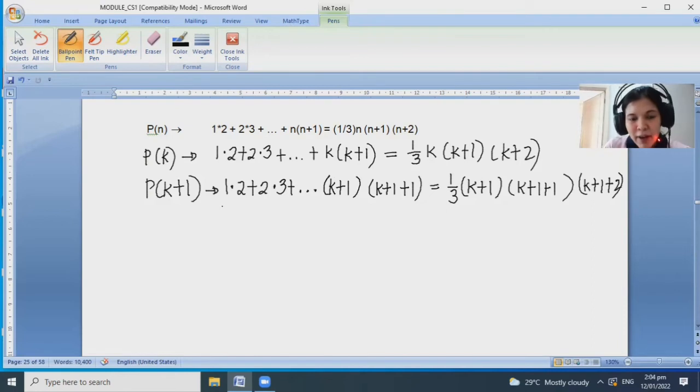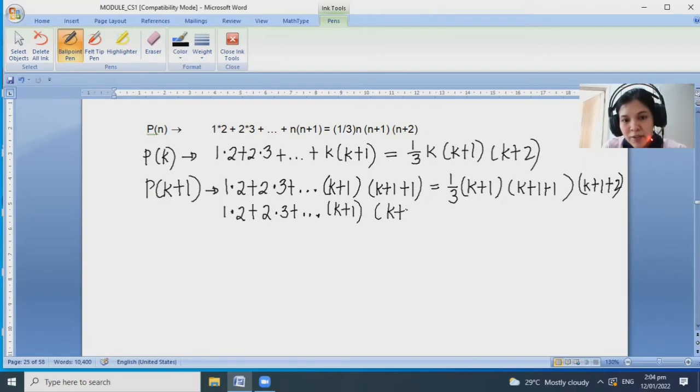Then I will simplify it. So we have 1 times 2 plus 2 times 3 plus and so on and so forth, k plus 1. Oh, k plus 1 plus 1, that is just k plus 2. Combined already. Then this, 1/3, then k plus 1. Oh, k plus 1 plus 1, k plus 2 again. K plus 1 plus 2, so we have k plus 3.